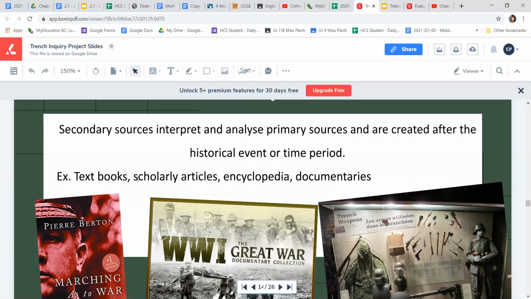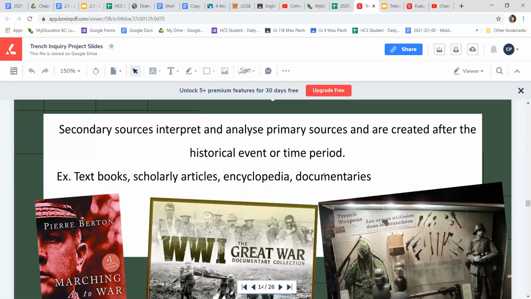It could be different scholarly articles. It could be even an encyclopedia. And so all those different things get put together after the fact. And they might collect some of these different primary sources, but like a documentary, they could show photographs of what happened, but a documentary is still going to be a secondary source.